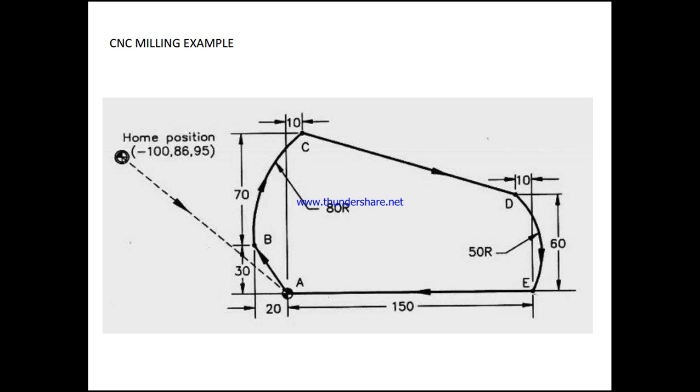So Y is 60. So N50 cuts an arc at D. This arc it has to cut here. So X is 150, and from here to here it is 150 and Y is 0. It is X only, Y is 0, and we are having a radius of 50 mm.